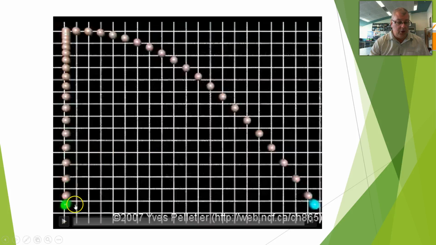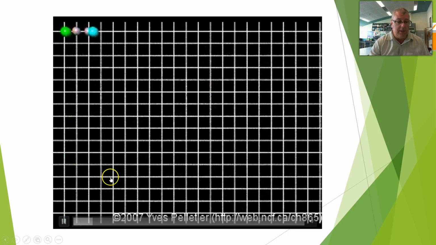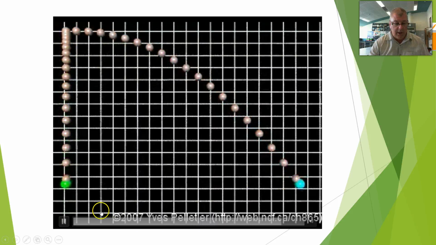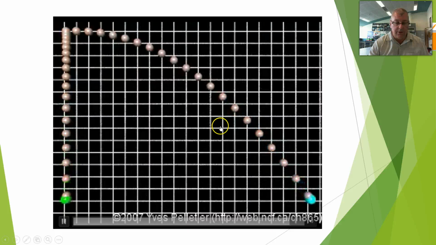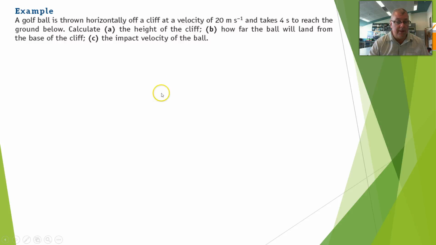Another one. Here's an animation. Now if I magically clip on this, here's two balls, one's undergoing vertical motion, one's undergoing projectile motion, and they hit the ground at the same time because they're both falling at the same rate. The only difference being the blue ball has a horizontal component because it travels one square every frame. And it does that, and it still hits the ground at the same time. Let's just do that again. So even though it's got a horizontal velocity, it's falling under the influence of gravity at the same rate. And you can replay that if you like.